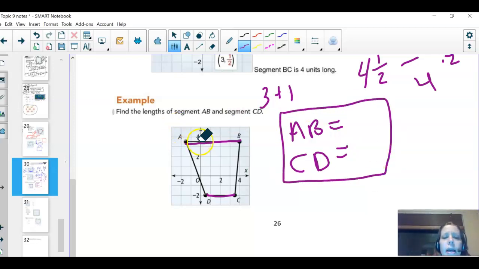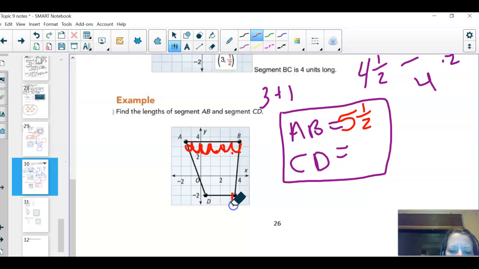Okay, so let's go ahead. I'm going to show both ways so that you know both ways. I'm going to start with AB. So AB, I'm going to count first. 1, 2, 3, 4, 5 and a half. Okay. 1, 2, 3, 4, 5 y un medio. So that was 5.5. Now I'm going to do CD.